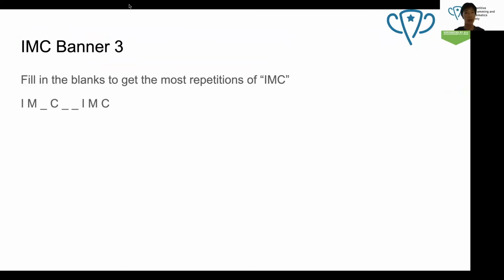Hi, I'm Ryan, and I'll be doing this question. You have a string with a bunch of I, M, and C, and you're trying to fill in the blanks such that you have the most repetitions of IMC. The IMCs don't have to be consecutive. In this example, if you have IMC, C, IM, IMC, that will count as 2, because you have one at the start and one at the end.